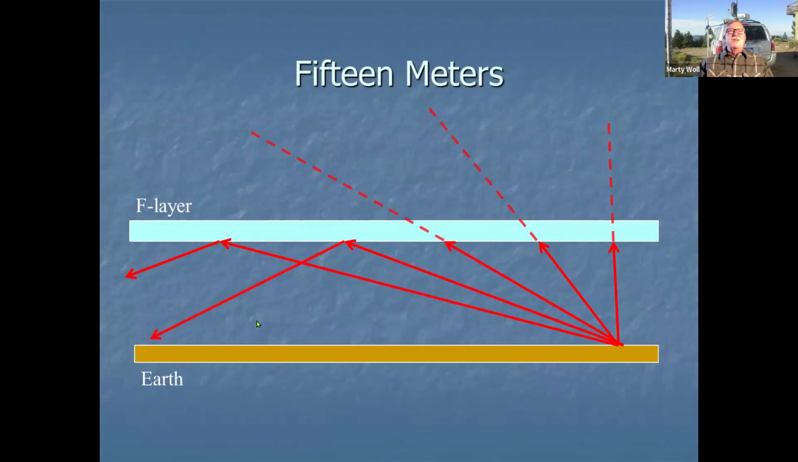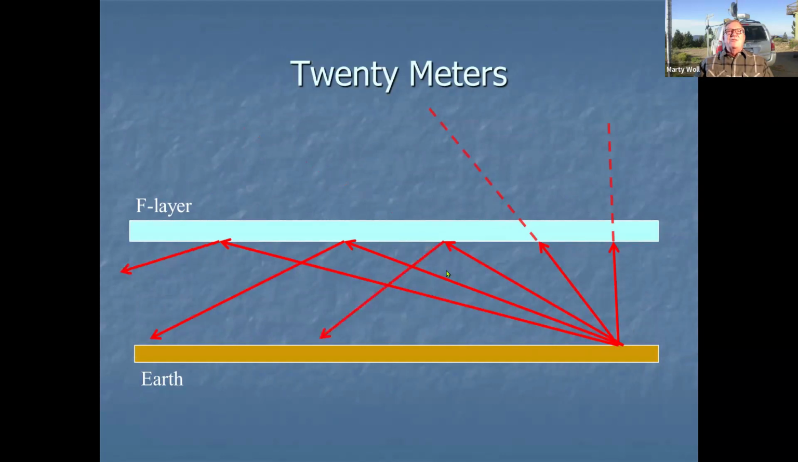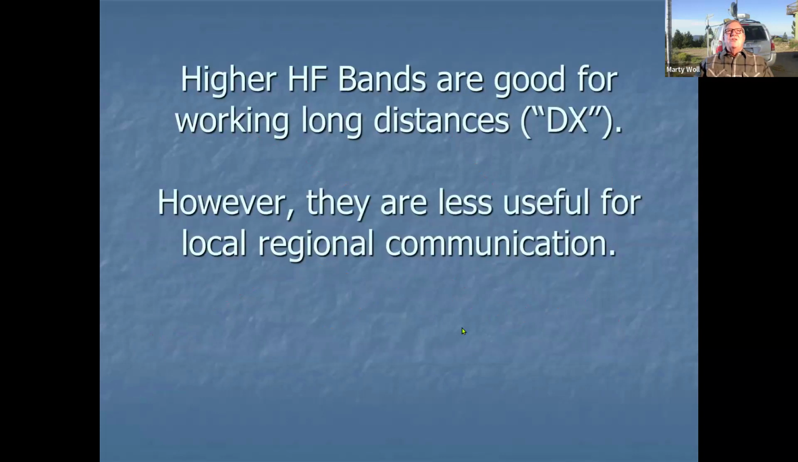Now, 15 meters will support a little bit higher angle. The low ones will work, but also a little bit higher angle, so you can get in a little bit further. On 20 meters, you've got more choices. It'll support low angle and intermediate angles, but seldom high ones. Right now, there are parts of the world where 20 meters will actually come back down, but that's rare. So the higher HF bands generally are good for working long distance, but they're not really that useful for local or regional communication.